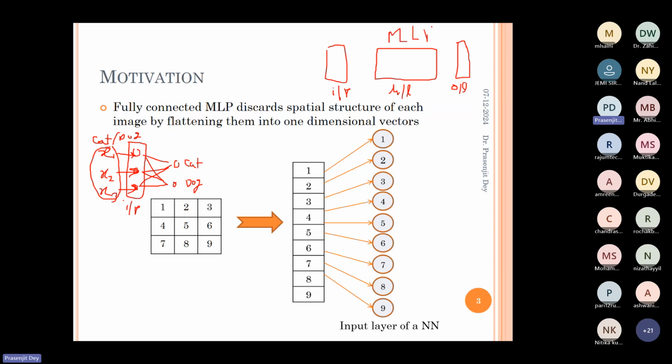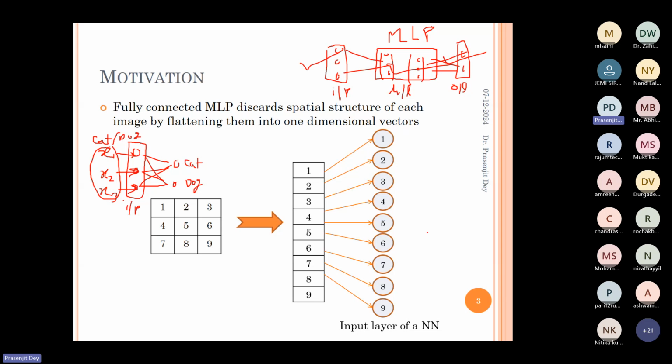Why multi-layer? Because multiple layers are there, and multiple layers means apart from the input and output layer, there can be one or more hidden layers, and there can be full connectivity. That means all the nodes of the input layer are connected with all the nodes of the first hidden layer, and all the nodes of the first hidden layer are connected with all the nodes of the second hidden layer. Similarly, all the nodes of the last hidden layer are connected with all the nodes of the output layer. That is the basic concept of the multi-layer perceptron.